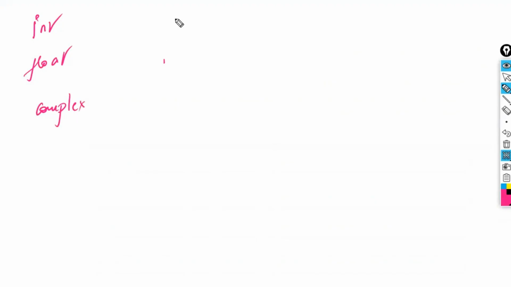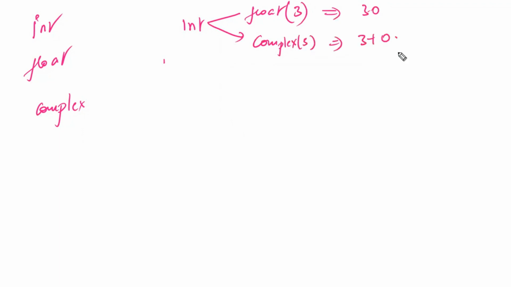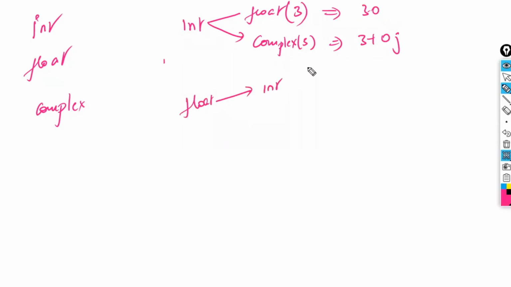Three of them. So can I convert any int to float? Is that possible? Integer to float? Yes, you just have to keep the dot. Can I convert integer to complex number? Yes, that is also possible, right? Float of 3 is nothing but 3.0. Complex of 3 is 3 plus 0j. That's it. Similarly, now float. Can I convert float to int? Yes. That is nothing but int of 3.0 or 3.1 or 3.5. The output is 3, just 3.